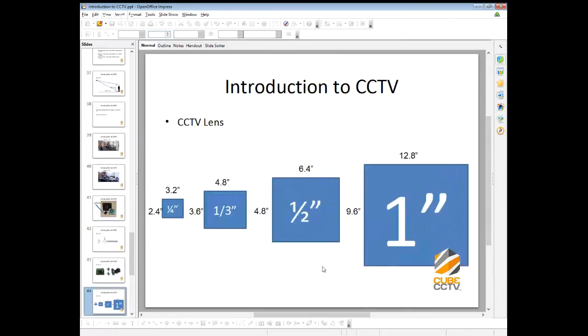There are different sizes of sensors that you could get: 1/3, 1/2 inch, and 1 inch. So the bigger the sensor size you go for, the wider the area you cover. But 1/3 is the most common one. So if you say 1/3, that's 4.8 by 3.6. 3.6 is your height.